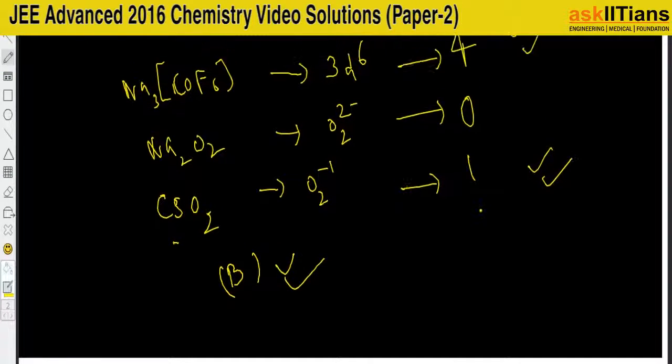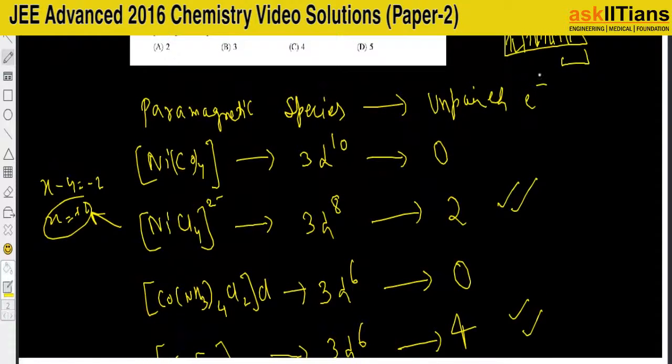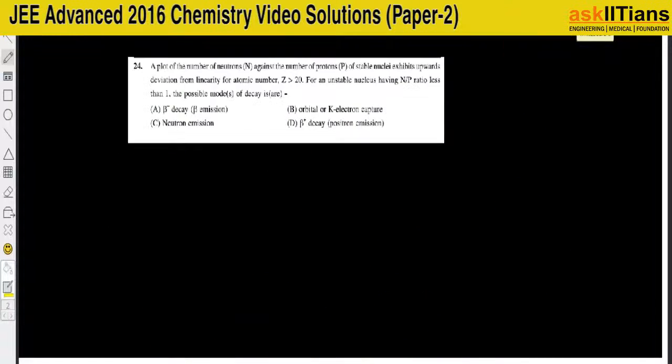Let's move on to the next question. A plot of the number of neutrons against the number of protons. Okay, the N by P plot of stable nuclei exhibits upward deviation from linearity for atomic number Z greater than 20. Okay, so for an unstable nucleus having N by P ratio less than 1, what are the possible modes of decay?